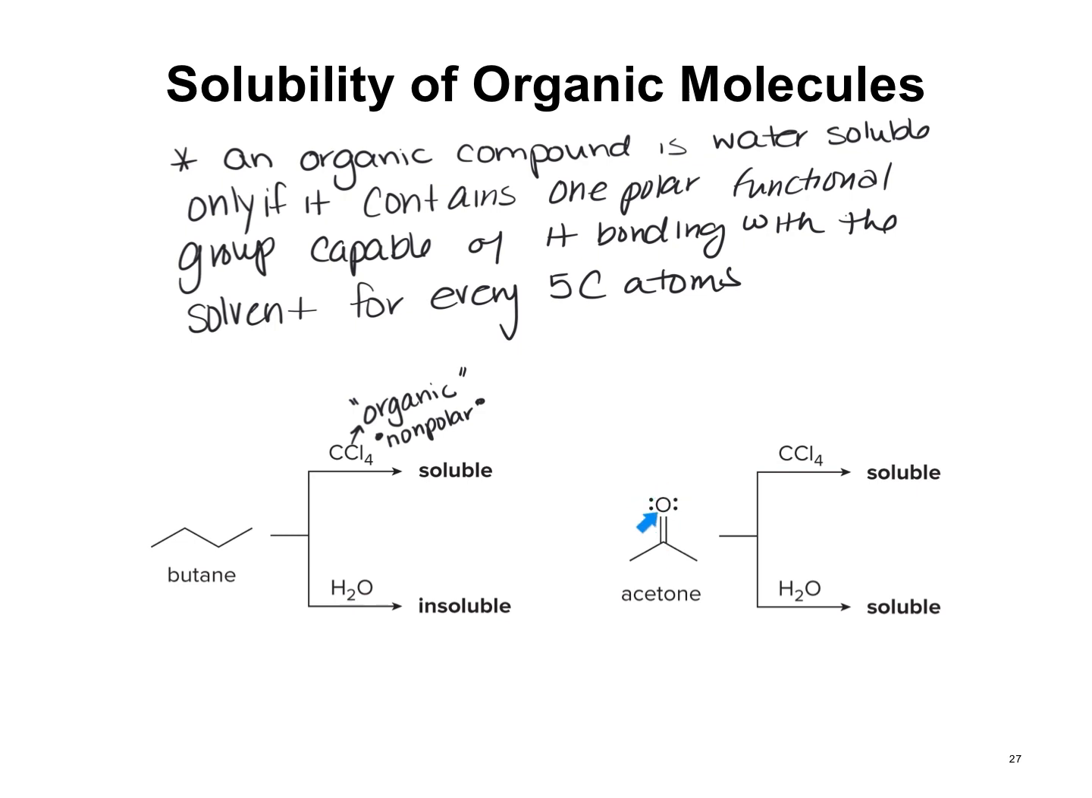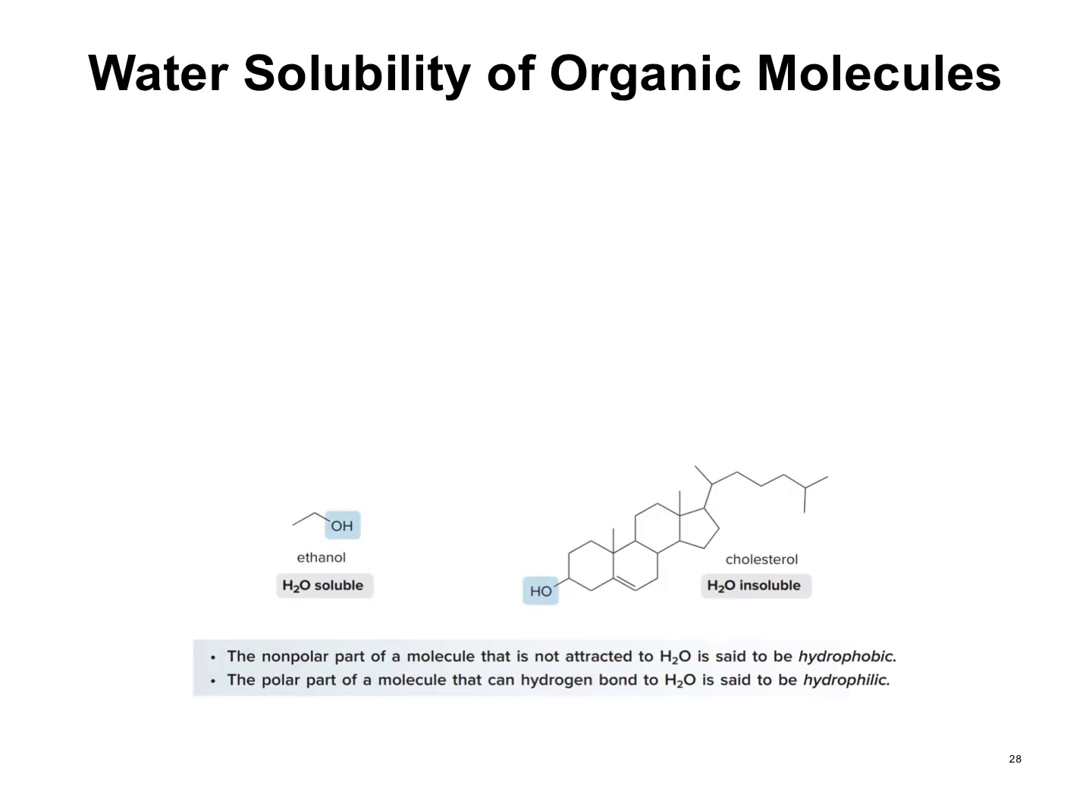However, acetone, because it has this carbonyl functional group and only 3 carbons to 1 oxygen, right? 1, 2, 3 to the 1 oxygen here. Then we see where it can be soluble in both carbon tetrachloride and water, because the oxygen atom can hydrogen bond with the hydrogen atom of the water. Now, the size of the organic molecule with a polar functional group determines its water solubility.